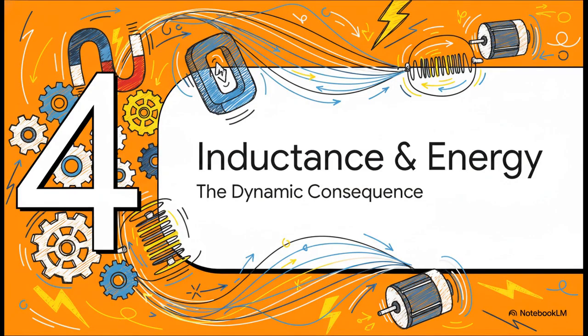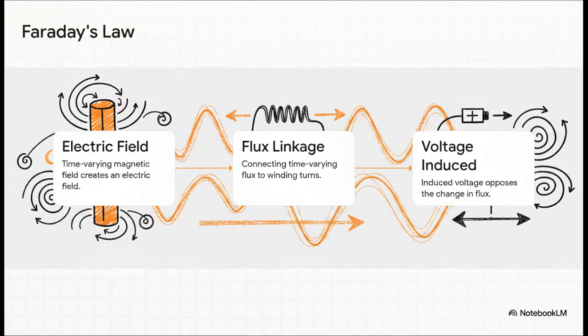Okay, on to Section 4, Inductance and Stored Energy. Let's look at the dynamic consequence of all this. Up until now, we've just been looking at static snapshots. But energy conversion means motion, and motion means things are changing over time. This step-by-step breakdown of Faraday's law beautifully illustrates how a changing magnetic field essentially forces an opposing voltage into existence.